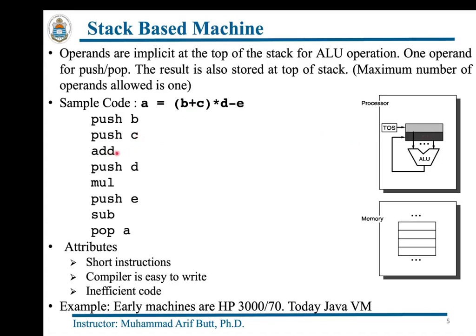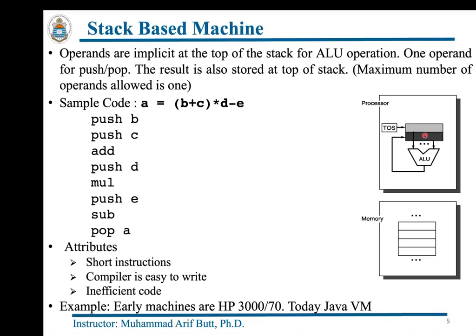Then we will call the add operation, which will get both the operands from the stack. The ALU will perform the add operation and will place the result back on the top of the stack. And similarly you can see there is a push operation on this operand D, and then we have called the mul, and then finally we have popped the final result from the top of the stack.